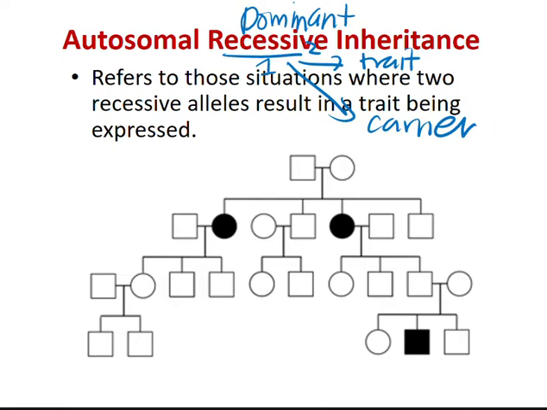Okay, ini beza autosomal recessive inheritance dengan autosomal dominant inheritance. Okay, unaffected individuals, unaffected nampak normal, unaffected individuals can have affected offspring. Parents maybe tak ada, tapi anak maybe ada. So this is different dengan autosomal dominant.